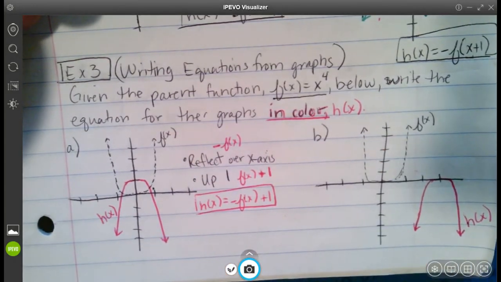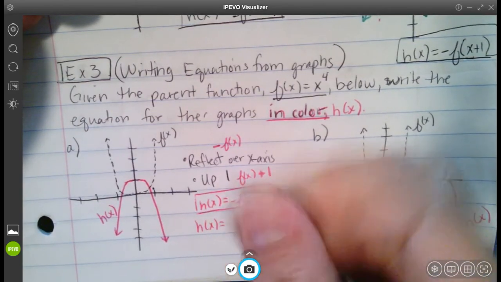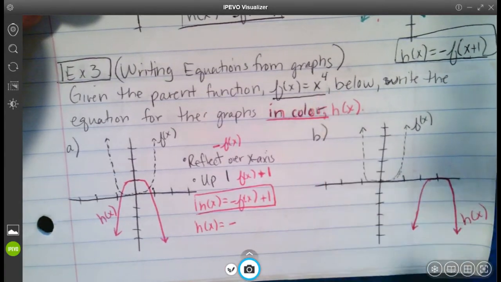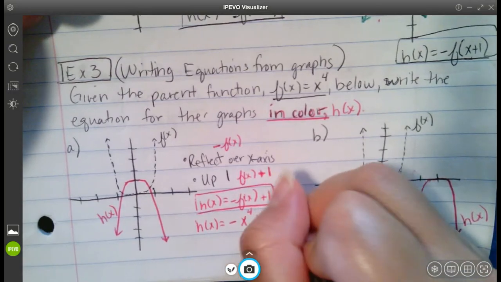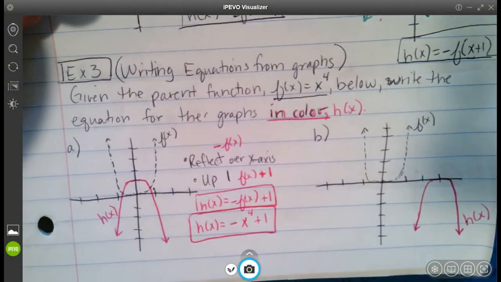But if I want the specific equation, then I could say, well, h of x is going to be equal to negative f of x, and f of x is equal to x to the fourth. So I'm going to put negative x to the fourth and then plus 1. And that is it for this one.